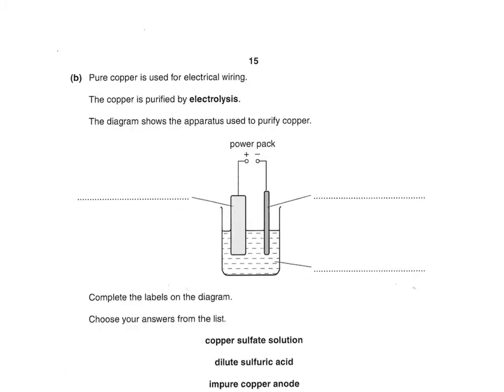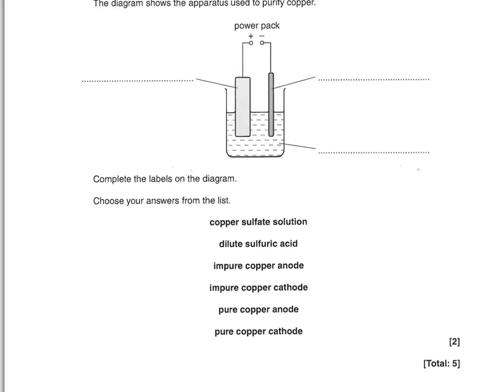So the next question, it says pure copper is used for electrical wiring. The copper is purified by electrolysis. The diagram shows the apparatus used to purify copper. Complete the labels on the diagram. Choose your answers from the list. There's a number of different labels there. So the liquid is copper sulfate. So that one needs to go here.